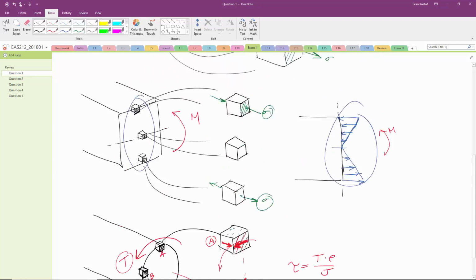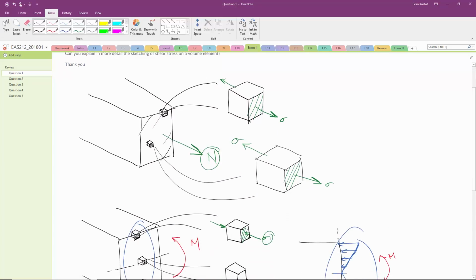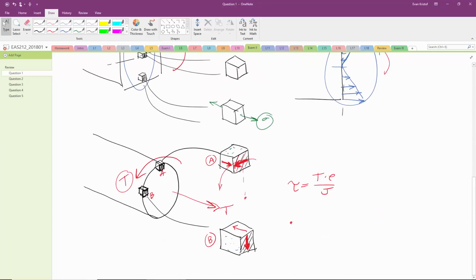Okay, so hopefully that answers your question about how we diagram the stresses on an element. We talked about normal stresses due to a normal force, normal stresses due to a moment, and then I think what your question was really about was, how do we visualize the shear stress on an element for torque in a circular shaft?